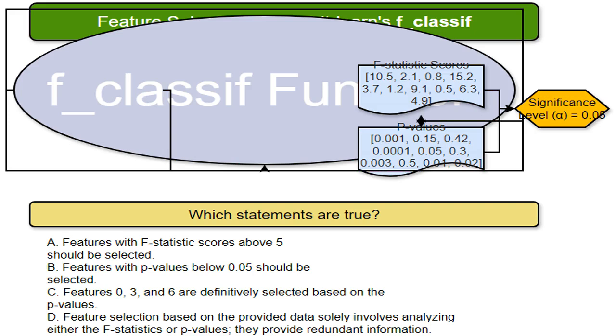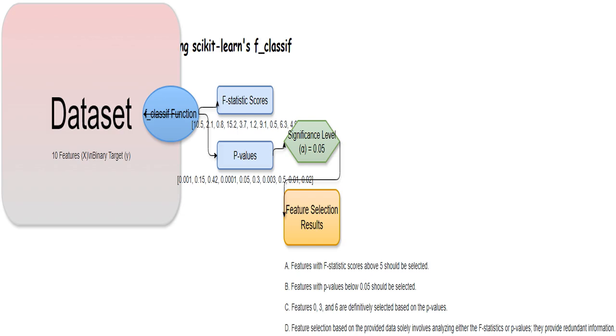This is the function from scikit-learn that I'm using for feature selection. It performs ANOVA, analysis of variance, to test for differences between groups based on each feature and outputs f-statistics and p-values. I'm working with a dataset that has 10 features, things we measure, and a single binary target variable, the thing we want to predict, which can only be one of two things, like yes, no or 0/1.